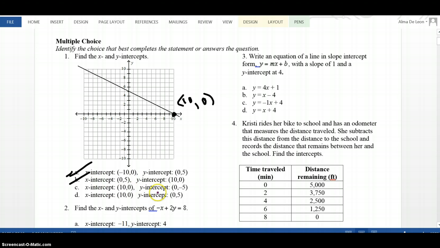And now we're going to look at our y-intercepts. The y-intercept is where the line crosses the y-axis. Here's the y-axis, here's the y, and here's where they cross. Anytime you're looking at a y-intercept, you know that the x is 0. So I'm going to put a 0 where the x value should be. And the y value is 5. So right away, I can see that my answer is D.